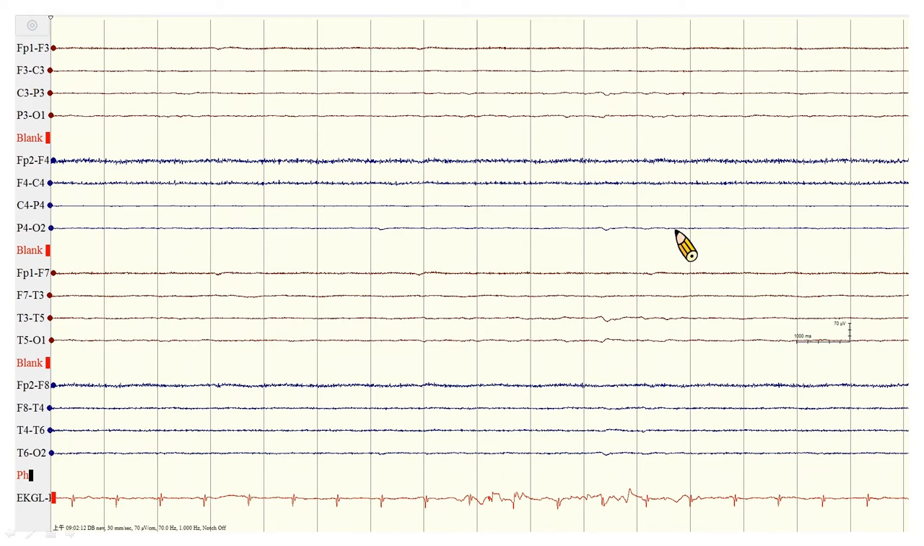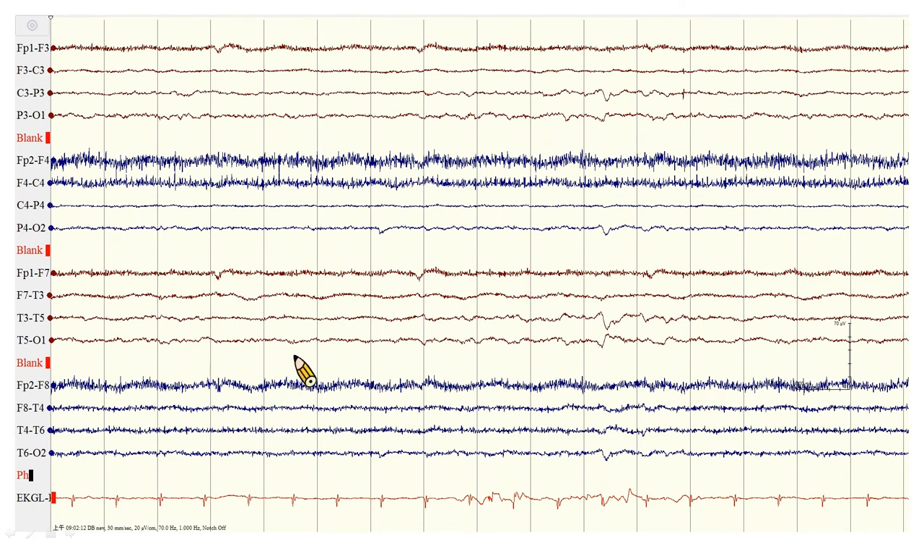This is an example of generalized suppression, but can we say this patient has electrocerebral inactivity? If we want to say the patient has electrocerebral inactivity, we have to change the sensitivity to 2 microvolts per millimeter, or 20 microvolts per centimeter. And the EEG is now using 70 microvolts per centimeter. So let's change the sensitivity to 2 microvolts per millimeter.